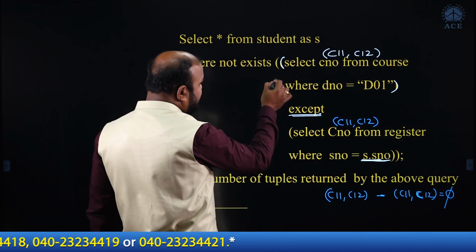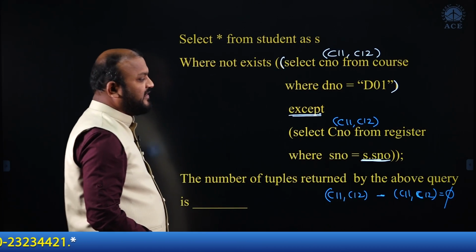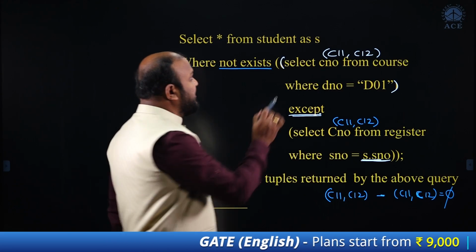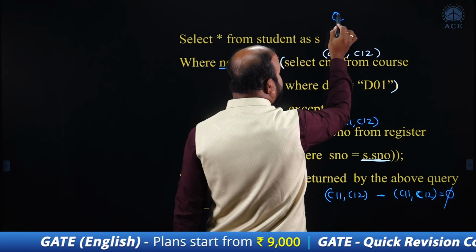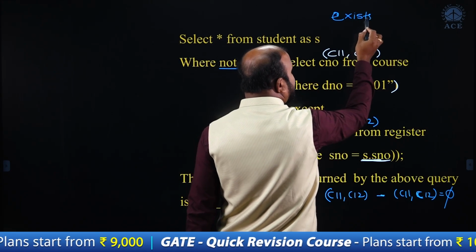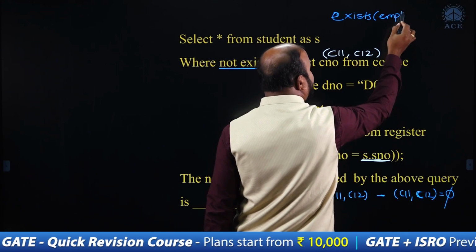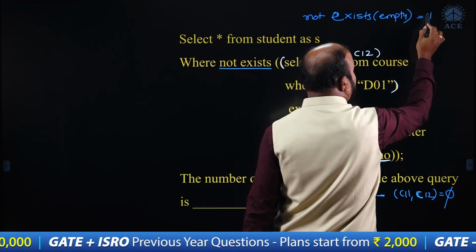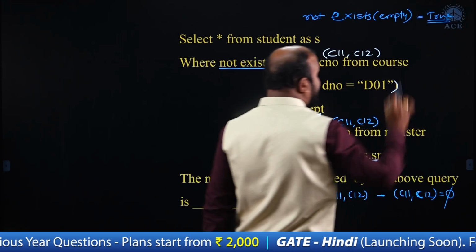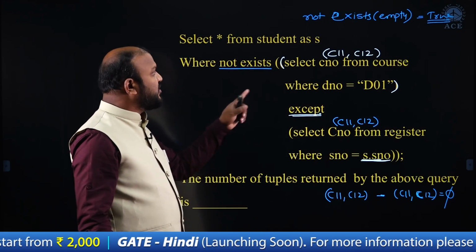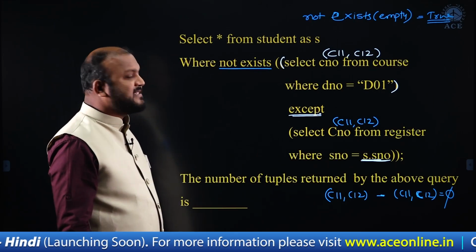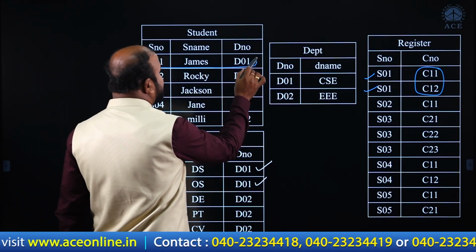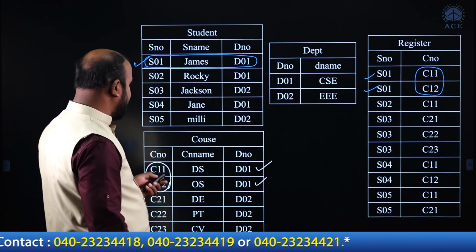So, what is the output of this complete inner query? We can call it an empty set. Now, that empty set is there for the not exists operator. Now, look at what is exists of empty set. Exists of empty set is going to return false. Now, what is the not exists of empty set? Not exists of empty set is going to return true. It means it is returning true for the row of the outer query. For student S01, it is going to return true, so S01 James D01 is in the output. This is there in the final output.